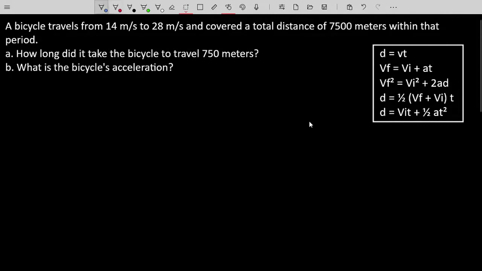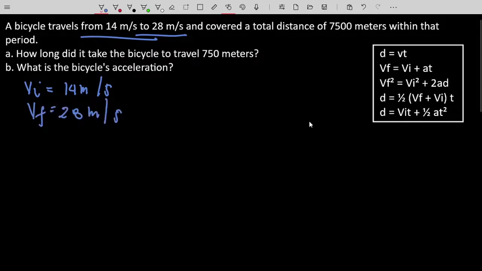Again, let's try to find the given variables. Now we should know that the bicycle travels from 14 meters per second. So therefore, our initial velocity is 14 meters per second. And it goes to 28 meters per second. So therefore, our final velocity is 28 meters per second. And it covered a total distance of 7,500 meters. So therefore, our displacement is 7,500 meters. Now, how long did it take the bicycle to travel 750 meters? So therefore, time is what we're trying to look for.